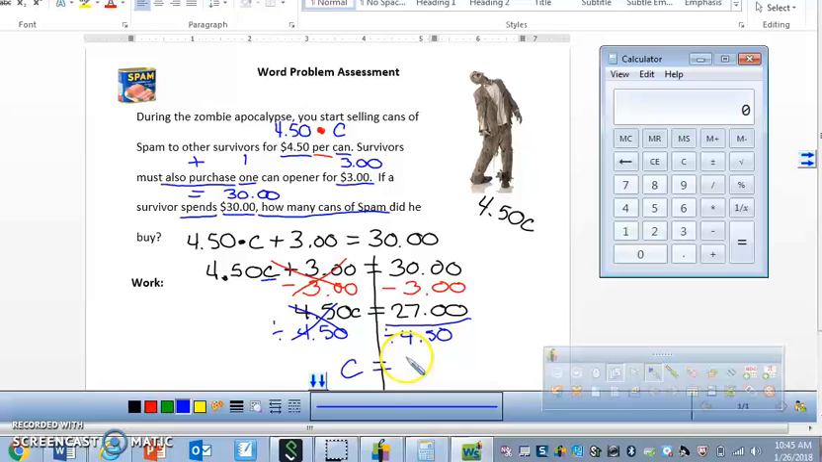And when I have $27 and I divide it by 450, it gives me an answer of 6. So that means for $30, he purchased 6 cans of Spam. And there is your answer. He purchased 6 cans. And those are the steps to solve a word problem.